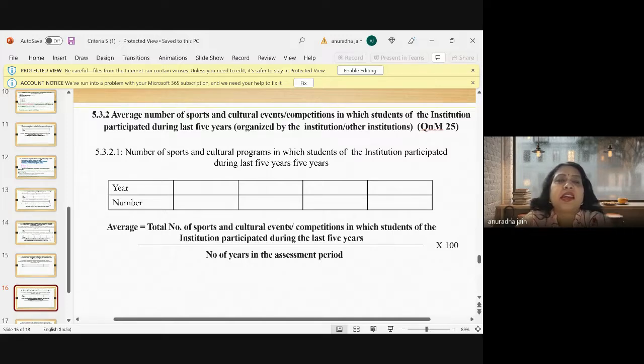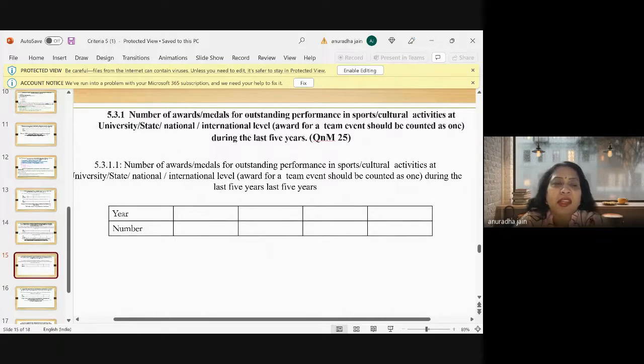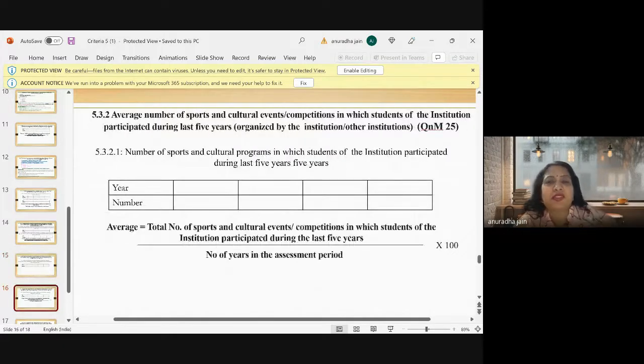Okay, then next is the average number of sports and cultural events and competitions in which students of the institution participated. See, the earlier one was related to the awards, and this is related to participation. And in this participation, they are taking both events organized by the institution or by other institutions. So here you can mention all those activities which are organized by the institution itself and the participation of students. But in this, if it is organized by the institution, then again you should have a full proof report of the event organized by the institution.